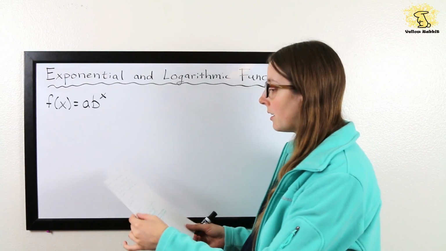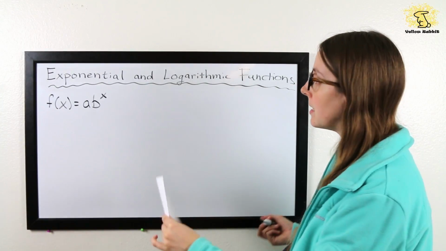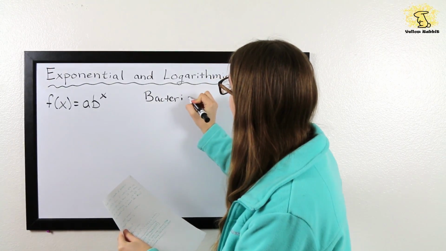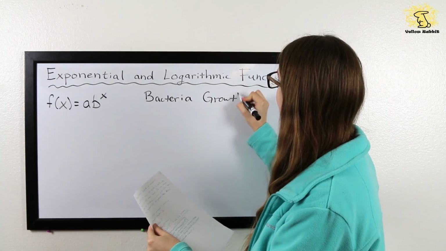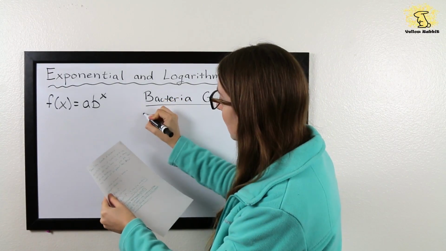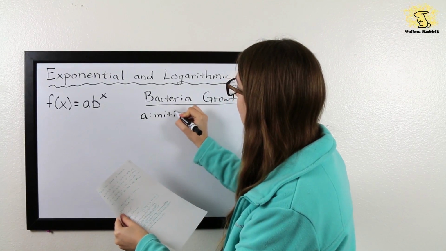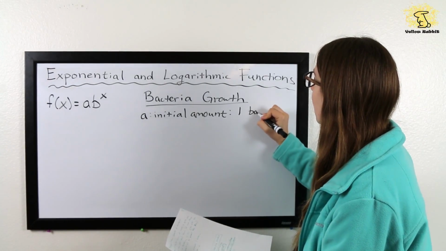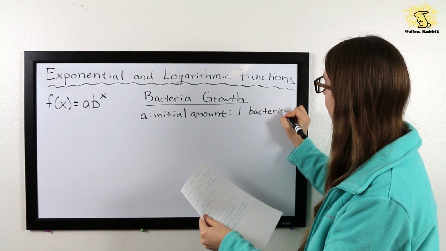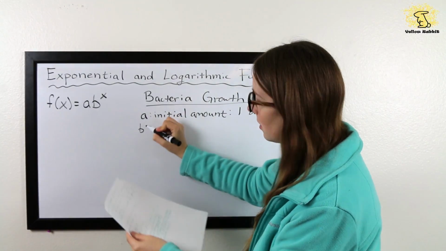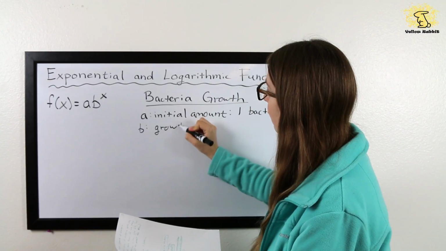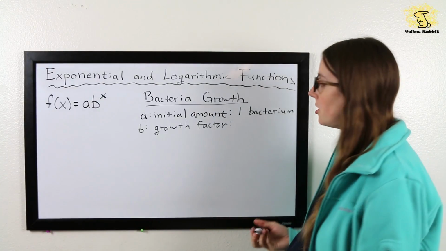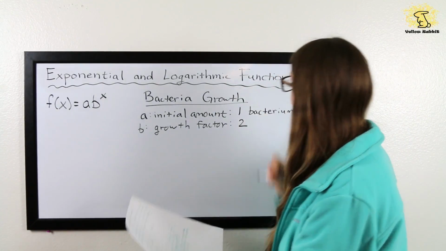Let's think about what our given information is here. For our bacteria growth problem, we know the initial amount, right? That was the single bacterium present in our petri dish. We also know the growth factor. 1 bacterium will split into 2 each hour, so our growth factor is simply 2.